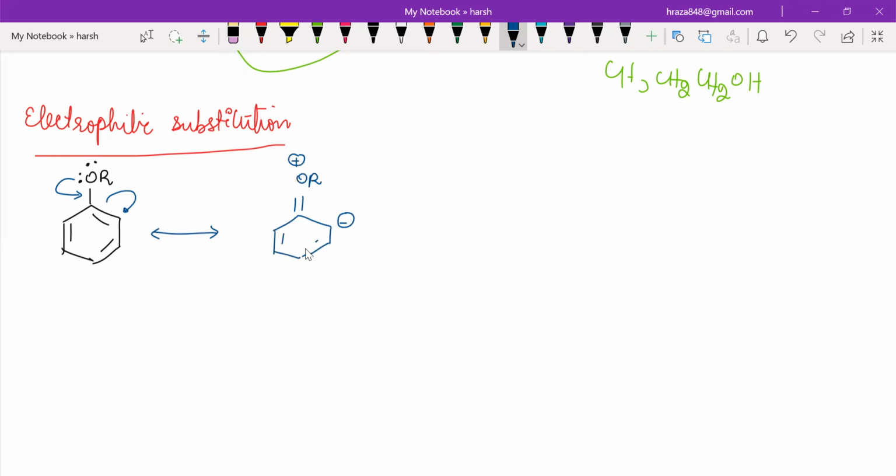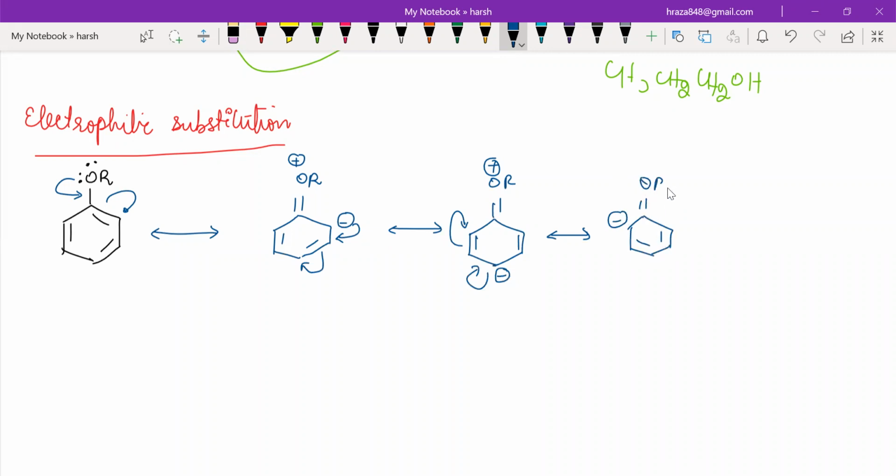Again, if you want to move this pi electron to here, you have to move this to here. And again, this will have a negative charge, double bond, and again this is positive. Now again, this and this. So you will have a negative charge here, and a double bond here, and a positive charge. Again, in order to move here, it will have to move there.